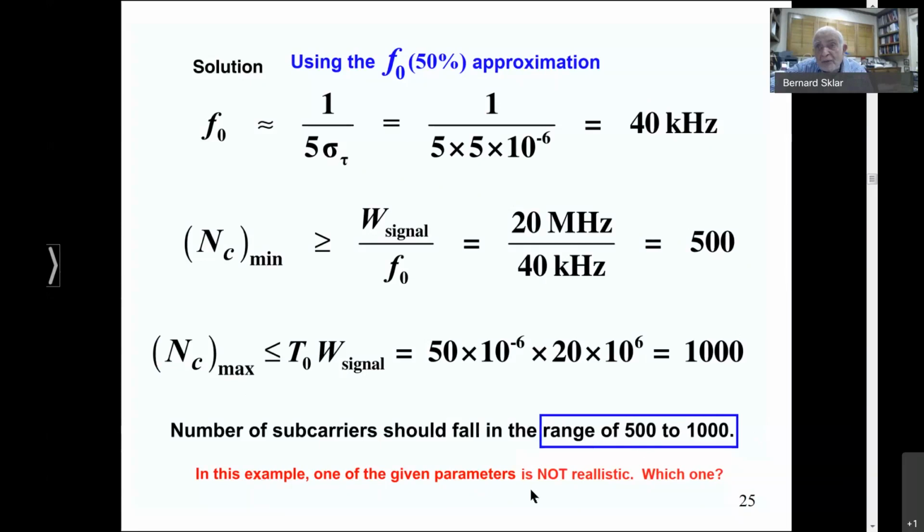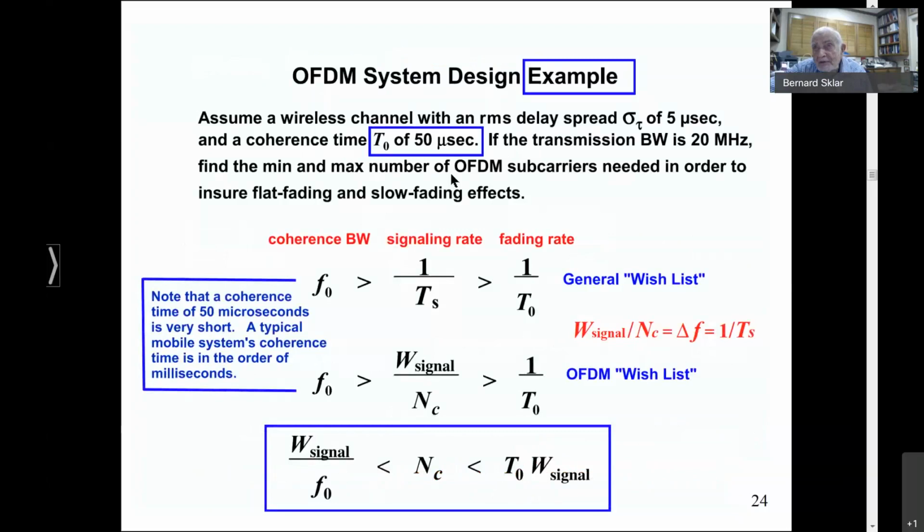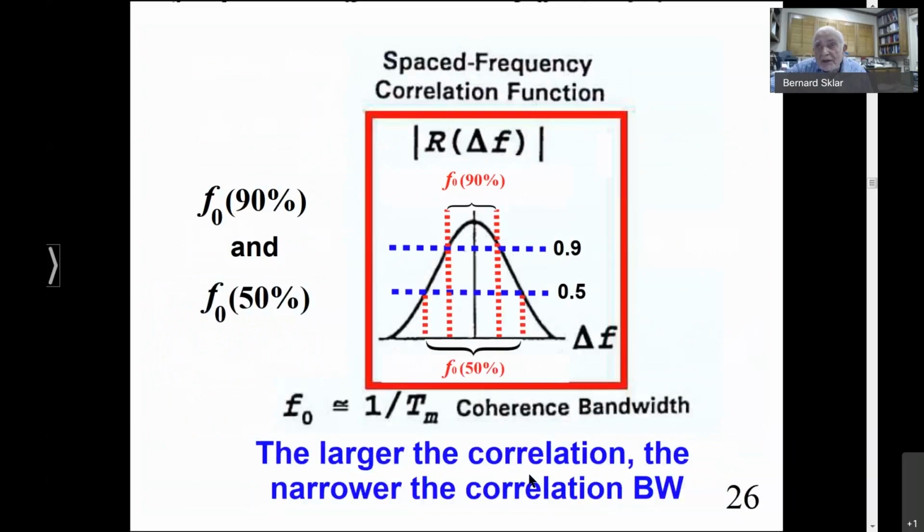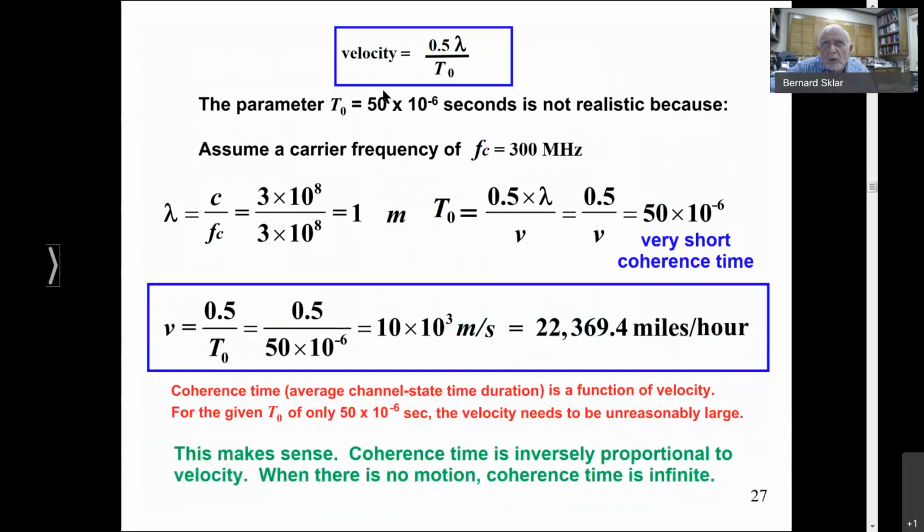But to emphasize a point, there was one parameter here, this 50 microseconds of t sub zero, which is not realistic. That's the one. I'm going to skip this for a moment because you've seen this. Notice the parameter 50 microseconds is not realistic, because if I assume a carrier frequency of, say, 300 megahertz, and t sub zero is equal to 0.5 times the wavelength divided by velocity, I've got everything, but I can solve for velocity. That's ridiculous. That says that I've got a vehicle, or something, moving at 22,369 miles an hour. That's a rocket ship.